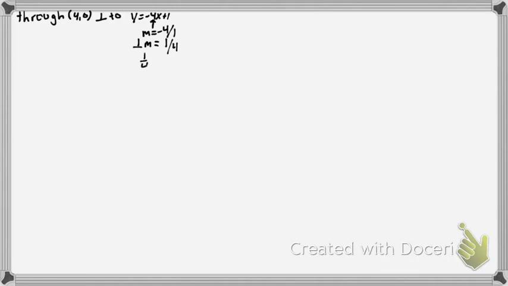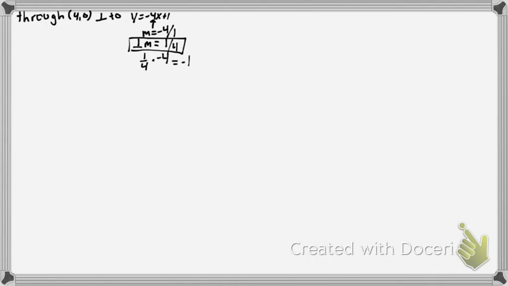In our case, we should be taking 1/4 times negative 4. That does equal negative 1, so we're fine. So I have my slope. It is 1/4. So I'm going to go and try and start this problem now.